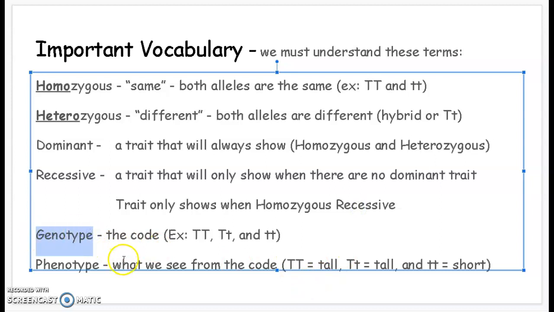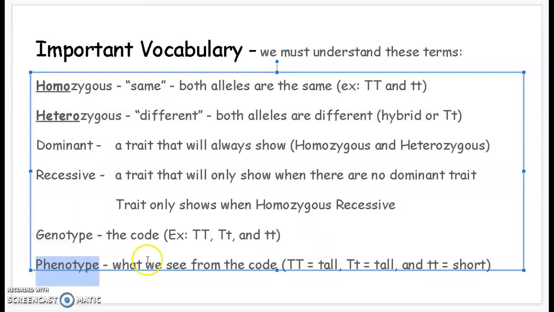Genotype. The genotype is just the code. 2 capital T's, 1 capital T, 1 lowercase t. The hybrid. The genotype for a hybrid is 1 capital letter and 1 lowercase letter. Homozygous recessive, both are lowercase. Genotype, the code. Easy peasy.